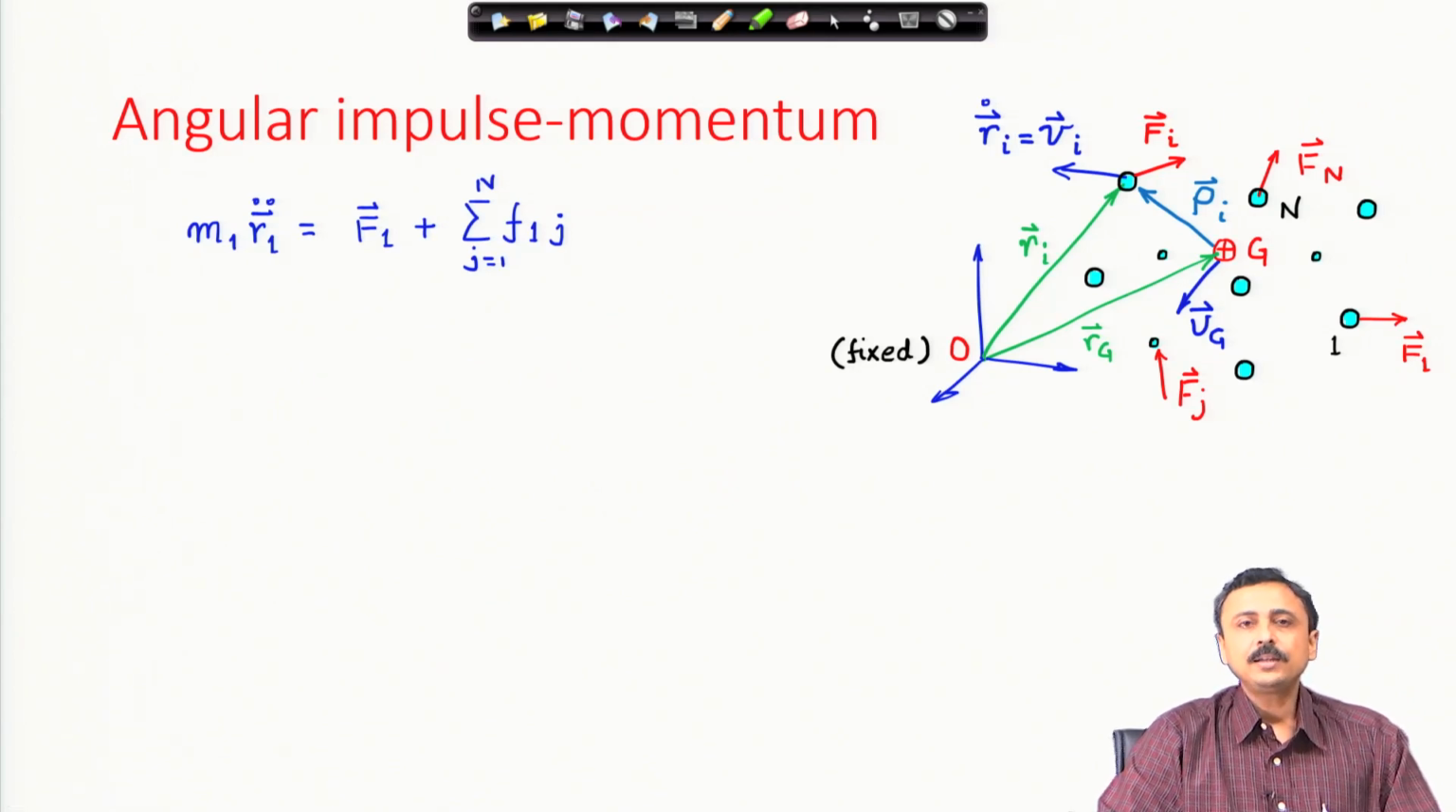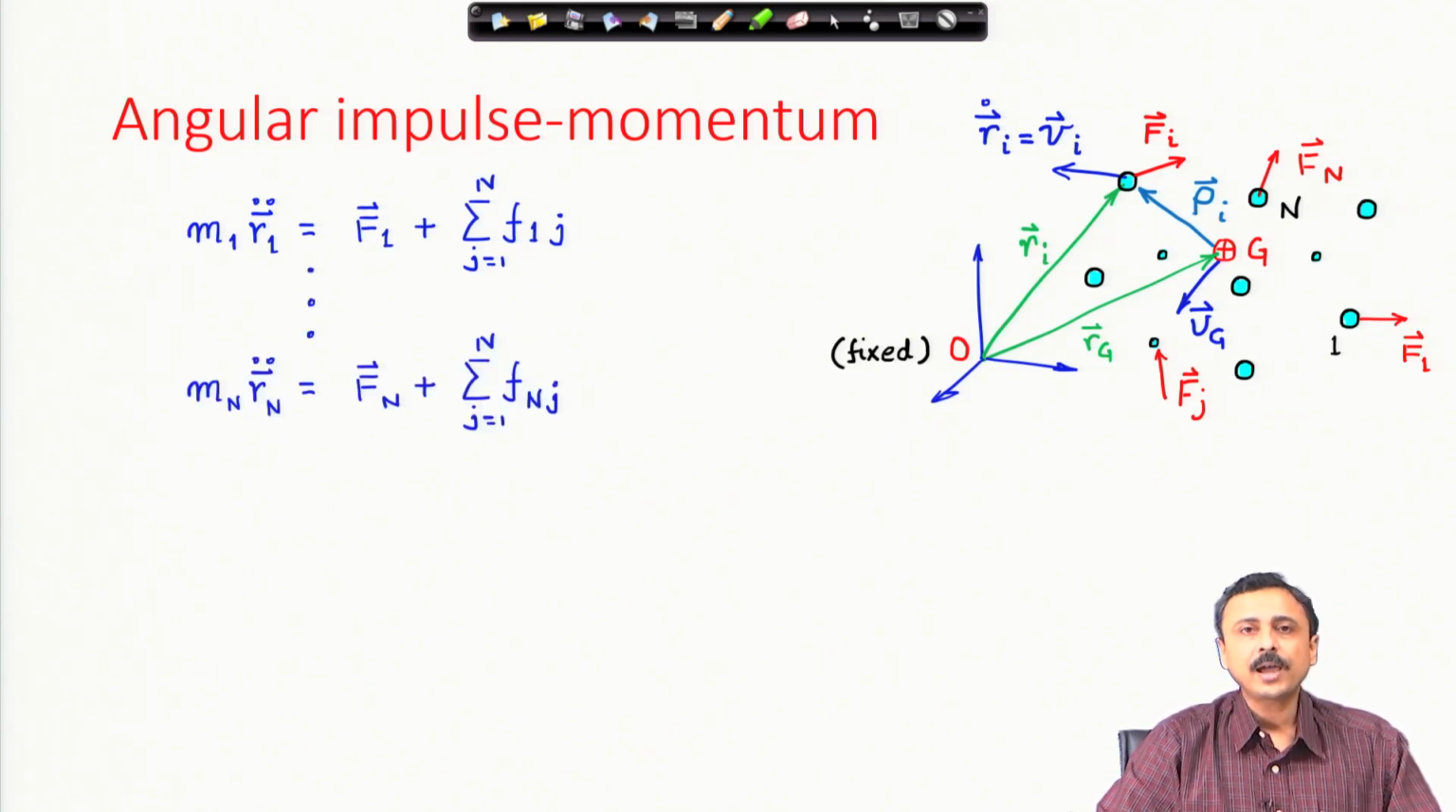Now, we will define angular momentum and look at the angular impulse momentum relation. Once again, we have this system of n particles as shown on the right. We will write Newton's second law for individual particles. For the first particle I have written, and like this I can write for the nth particle. So, for all n particles I can write Newton's second law.